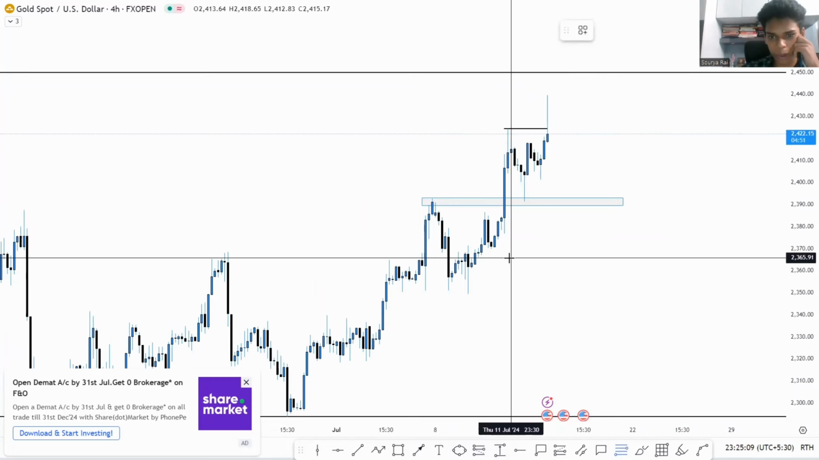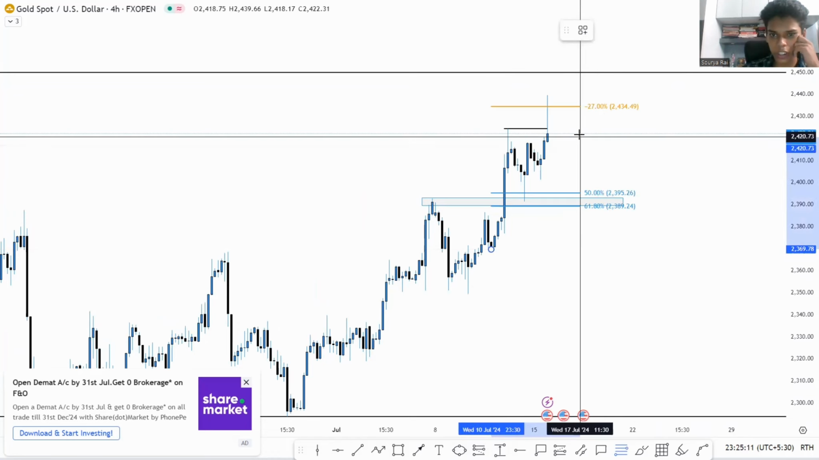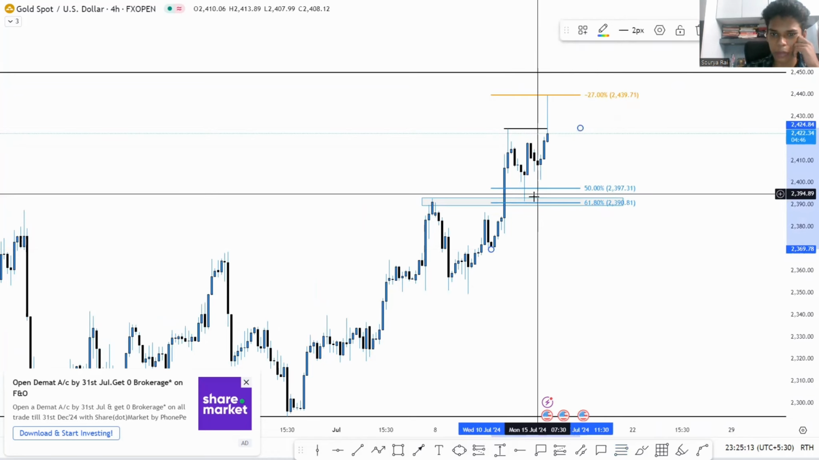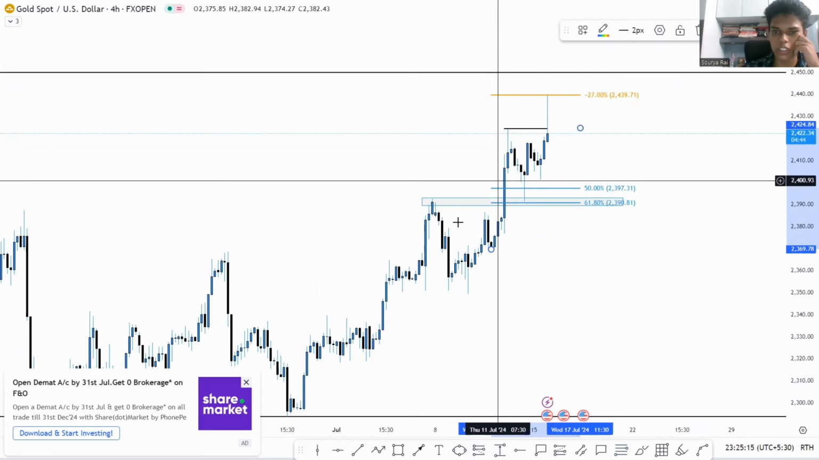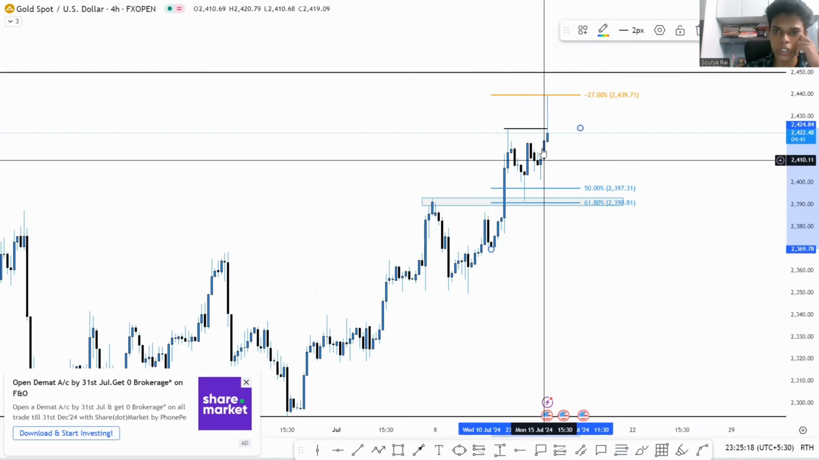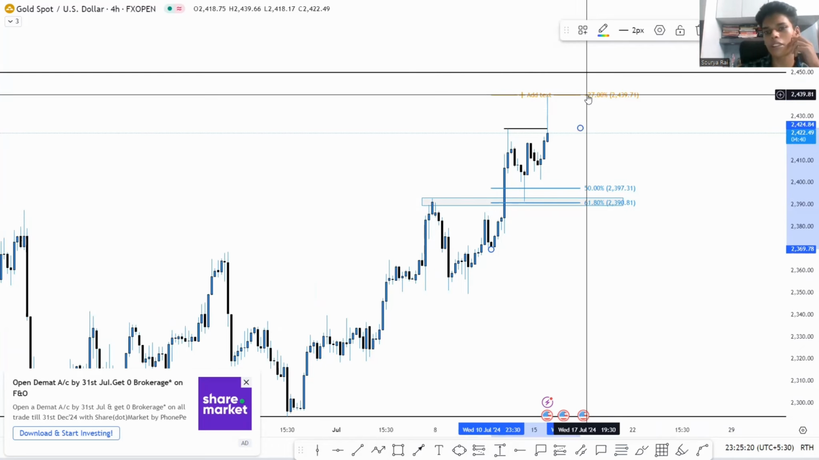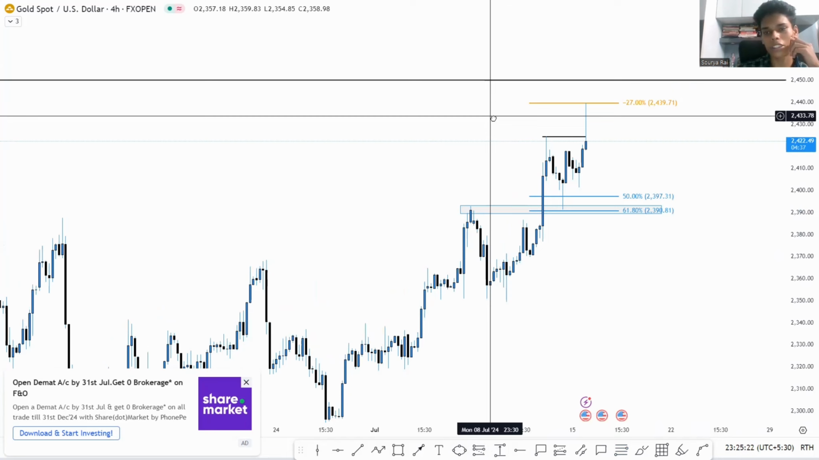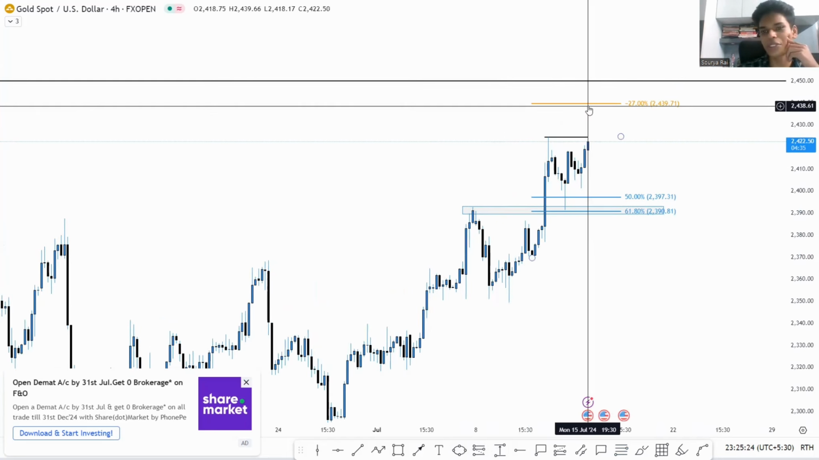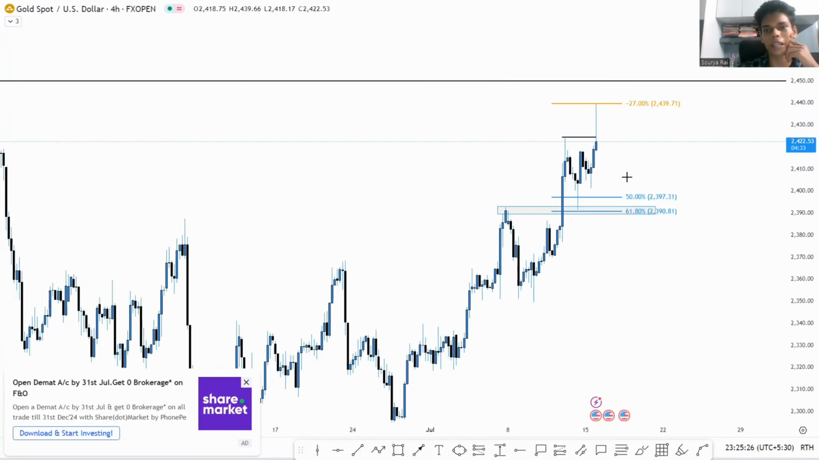If we draw a fib from here to here, as you can see, price came to this 50 and 61.8, which is also called the golden zone, and mostly people target the 27 level as fib extensions. So price exactly goes till there, and now it's retracing back down.